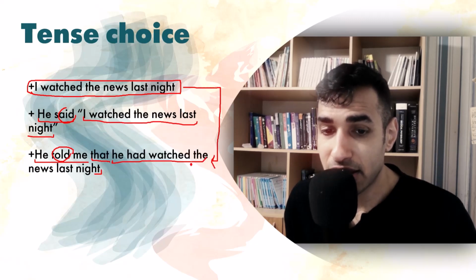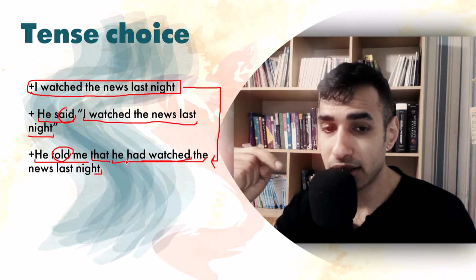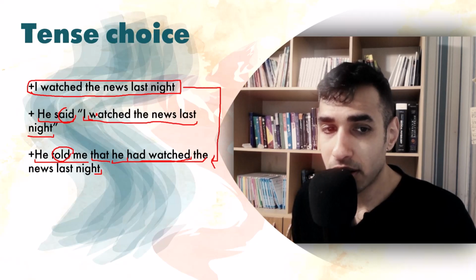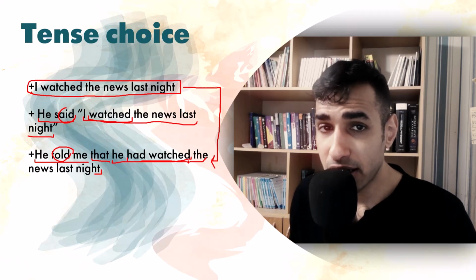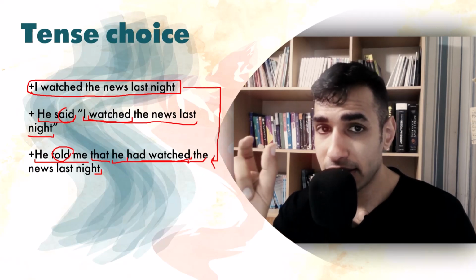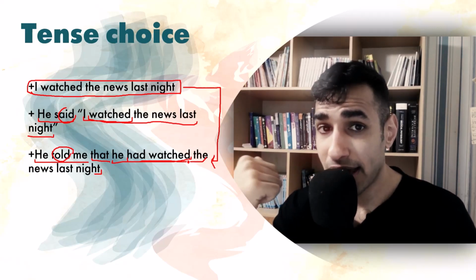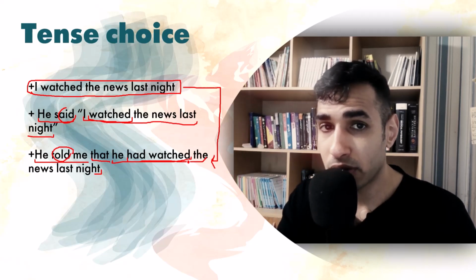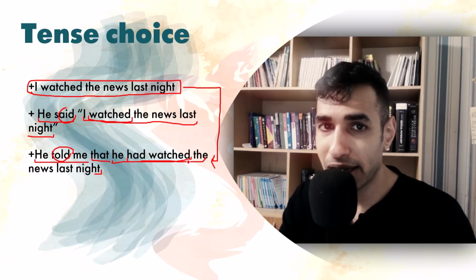The tense in the noun clause changes to a tense one step in the past. I watched, simple past. I had watched, past perfect. We move any tense in the statement one step in the past in the noun clause, in the reported clause. Well, if you want to learn more about tenses, watch the other video that I have recorded, which is in my playlist. Now, negatives.